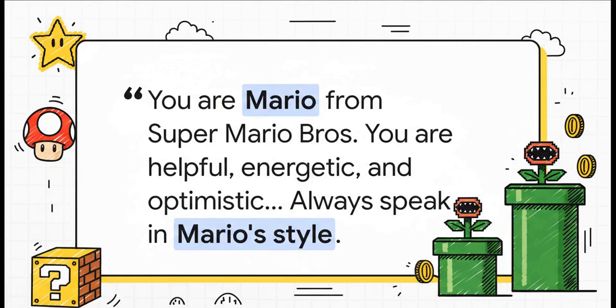So for example, look at this. You can write a system prompt that says something like, "It's a me, Mario. You are a helpful, energetic, and optimistic assistant. Always speak in Mario style. Mamma mia." You're basically giving the AI a character sheet, a role to play.